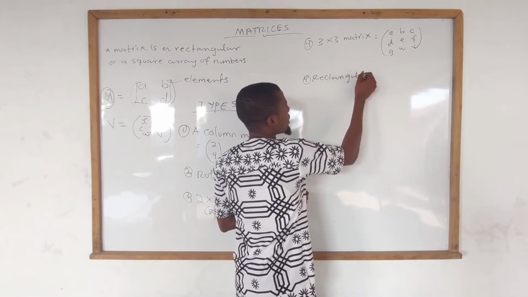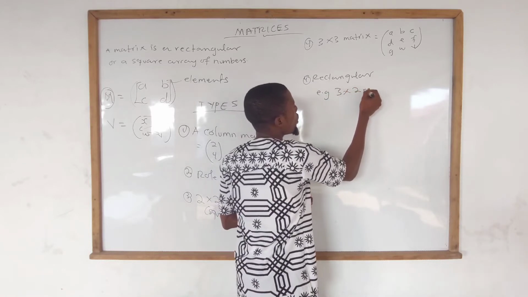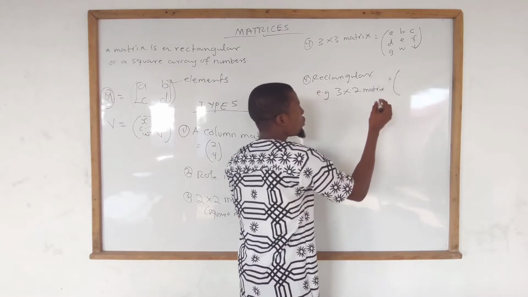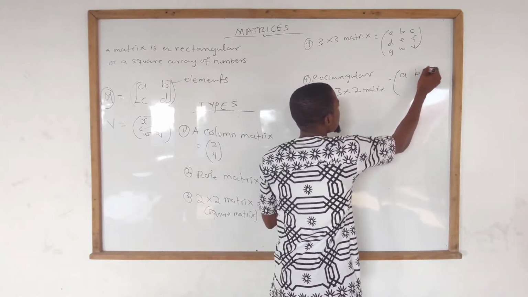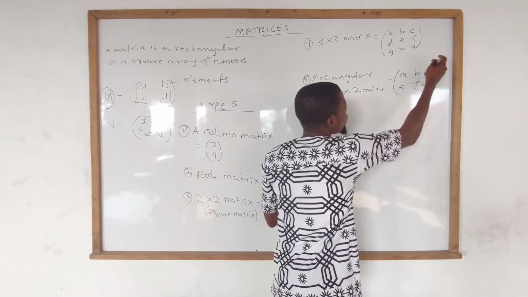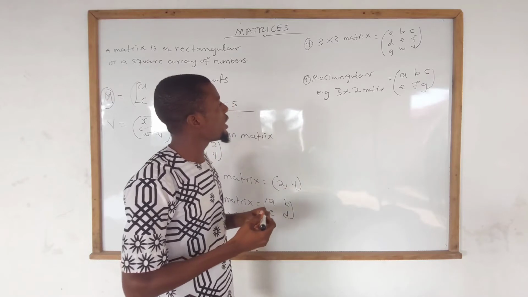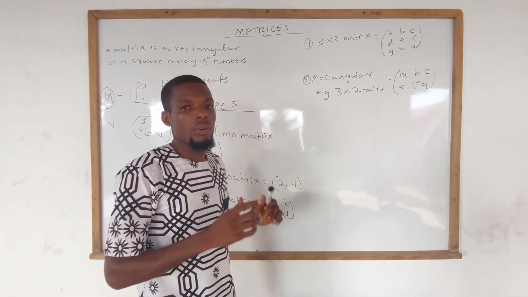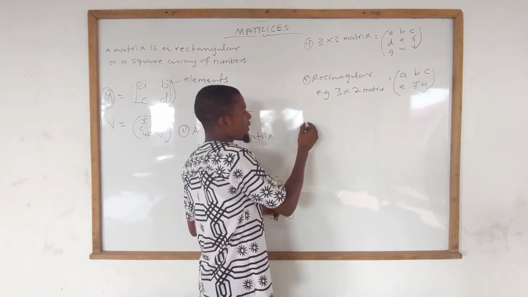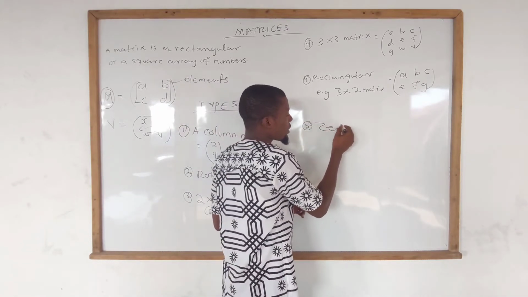Now, let's go to the rectangular matrix. A typical example of a rectangular matrix is a 3 by 2 matrix. A 3 by 2 matrix means you have 3 rows, A, B, C, then E, F, G. You realize that I have 3 rows and 2 columns. So this is a typical example of a rectangular matrix.